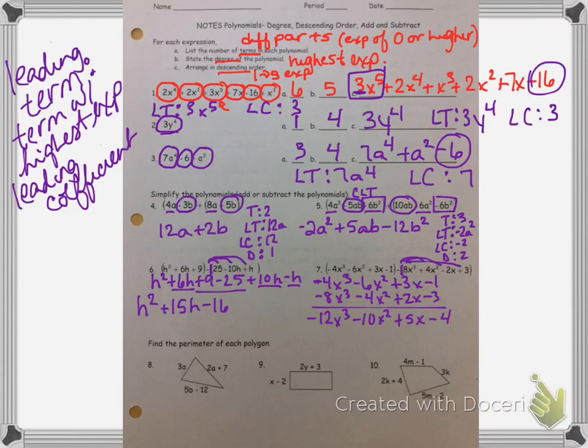So again, we have 4 terms. The degree is 3. The leading term is a negative 12x cubed, and the leading coefficient is negative 12. We can do the same thing with shapes. So perimeter, again, it's simply collecting like terms. 5a, and then we have plus 5b. Constants always go at the end, minus 5.